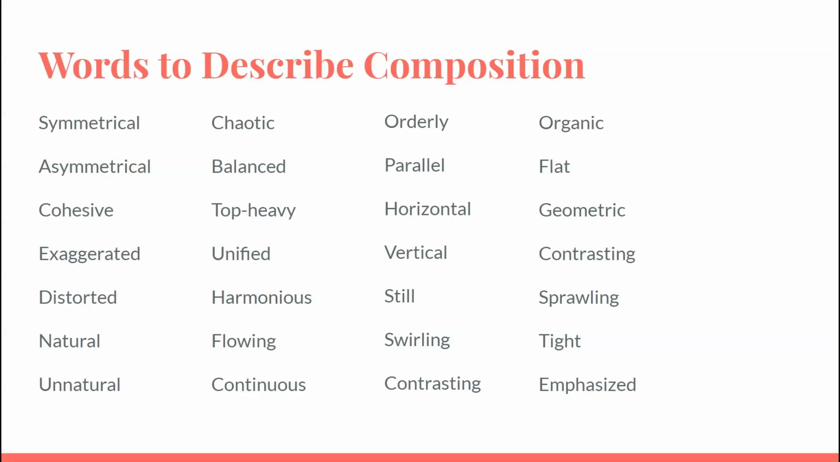I put contrasting a second time because I'm a fool. Sprawling, tight, and emphasized. Again, these are just some words to describe elements of composition. These are a good place to start, but as we keep going, you should become more and more precise in the way you describe what you see.